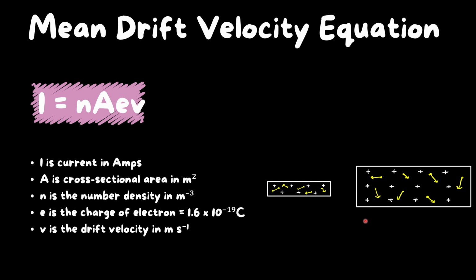And over here we have the electrons flowing in a much bigger space and area, so they can drift away in many different directions, so the velocity will automatically slow down. So we can safely say that v is inversely proportional to the cross-sectional area.